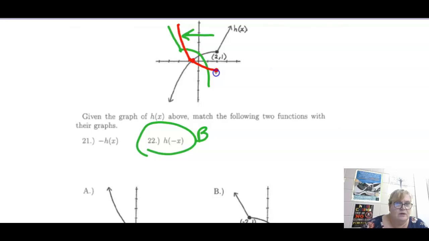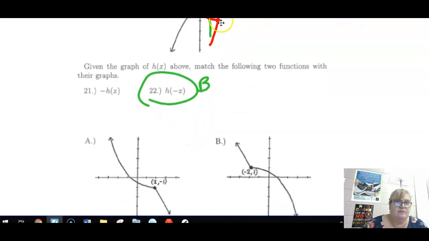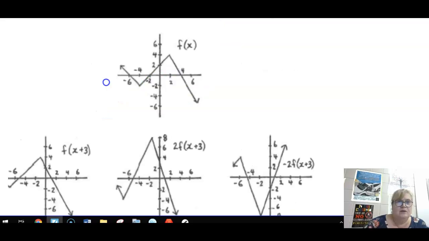And is that the right shape? I think it flips upside down. So, this guy was going the wrong way on mine. But it is upside down this way. The y's changed sign. And so that was this guy with the negative outside.